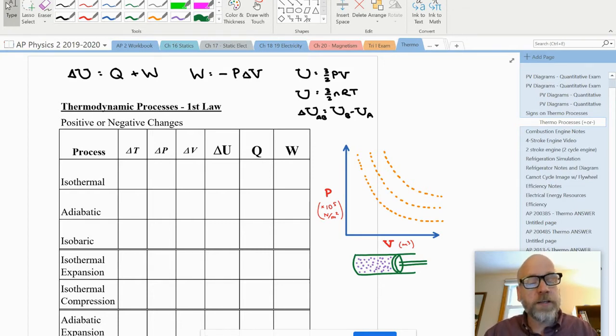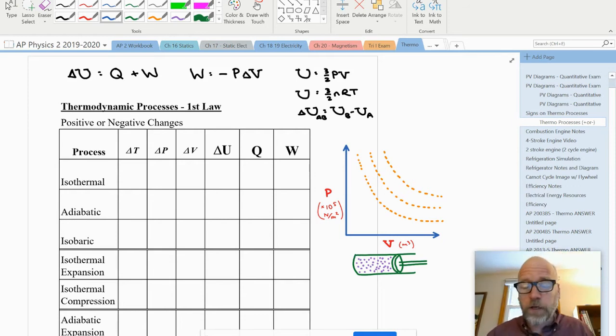And then the internal energy of a gas can be calculated a few different ways. We have 3 halves PV, 3 halves nRT, and the change in energy would just be the final energy minus the initial. So in a process from A to B, you would take the energy at B minus the energy at A. That's it. All right, so what do you say we fill in some signs? They're everywhere.